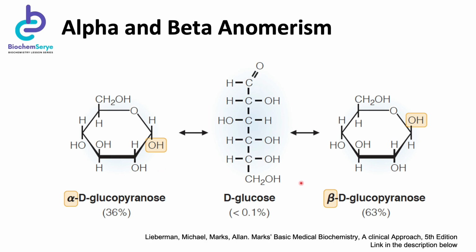We can see here that in solution, the isomerism occurs in two anomeric forms. Okay, you have your alpha-D-glucopyranose that is 36%, and the predominant form is your beta-D-glucopyranose at 63%. The process of the interconversion from one anomeric form to the other is called mutarotation.